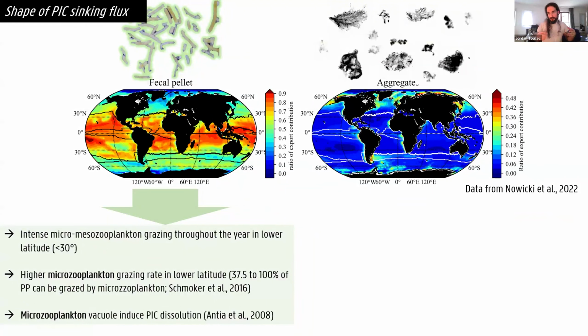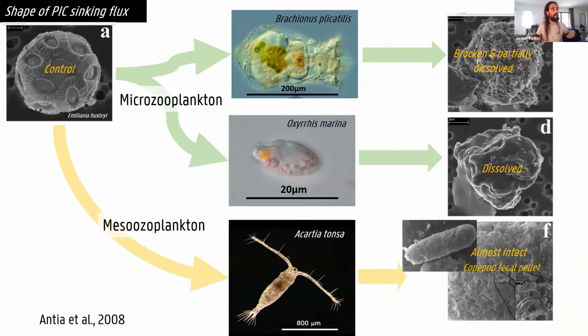And we know that these regions are driven mostly by small zooplankton grazers, such as microzooplankton and small copepods. Those microzooplankton and mesozooplankton also put grazing pressure all around the year, so it means that we don't have seasonality of grazers. It's much more constant during the year. It's also important to note that we have some evidence that microzooplankton, such as Oxyrrhis marina, very small organisms, could dissolve PIC.